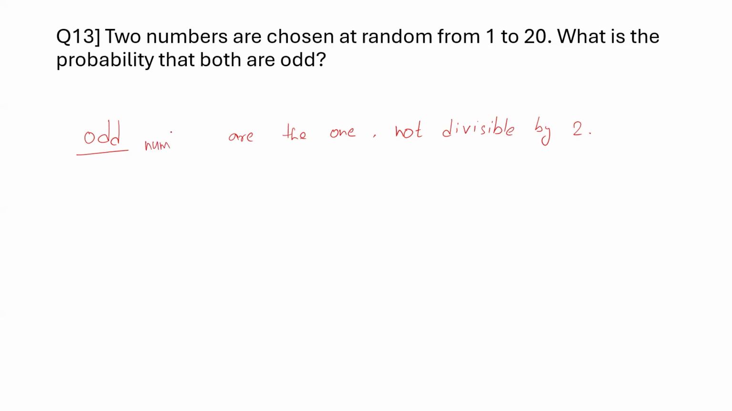Odd numbers are the ones which are not divisible by 2. Now 1 to 20. So from a list of 1 to 20 numbers, you just have to see how many odd numbers are there, right?